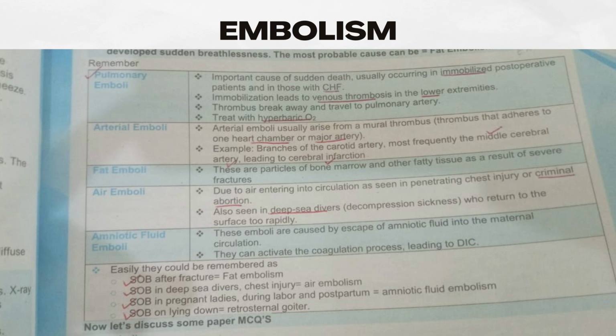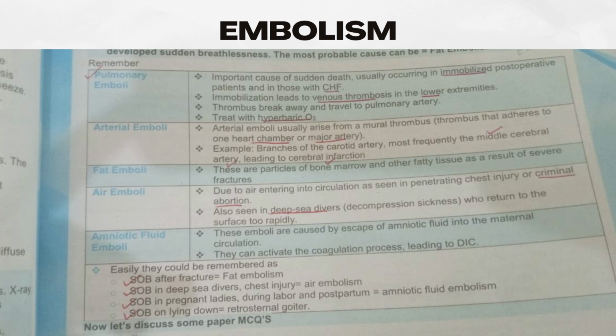So there are three conditions in which air embolism is seen: in deep sea divers, in chest injury, and in criminal abortion. Moreover, the last type of embolism is amniotic fluid embolism. These emboli are caused by the escape of amniotic fluid into the maternal circulation. They can activate the coagulation process, and that can lead to DIC. So if there is a pregnant lady during labor and postpartum, then you are going to think of amniotic fluid embolism.